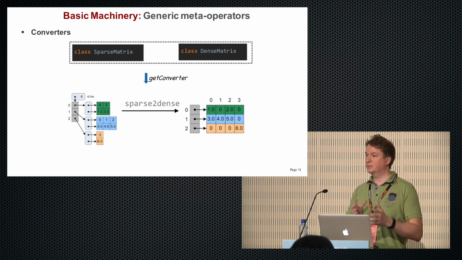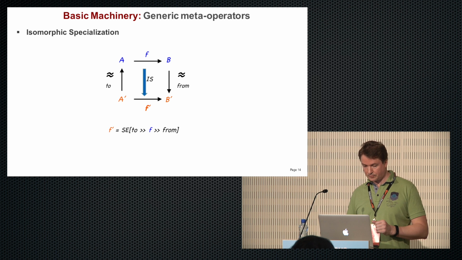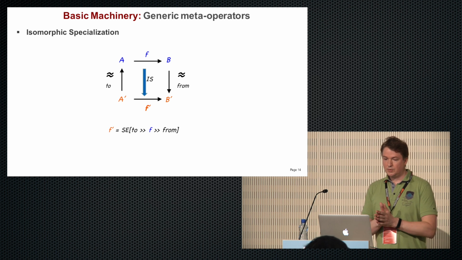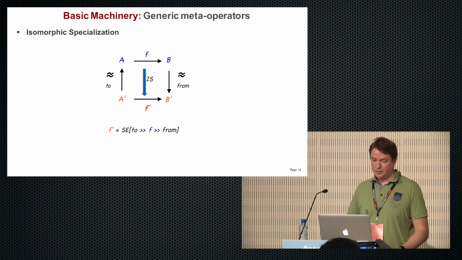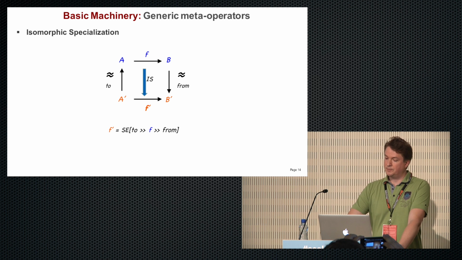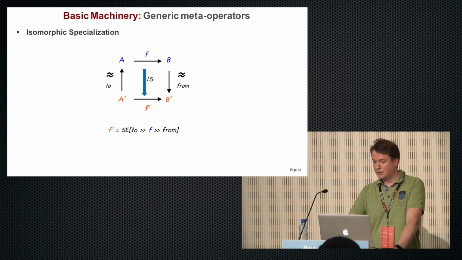And the third is called isomorphic specialization. And what it actually means is that suppose you have a function from some type A, for example, matrix, and some type B, vector, for example, and you have an isomorphism from type A to A prime and from B to B prime.